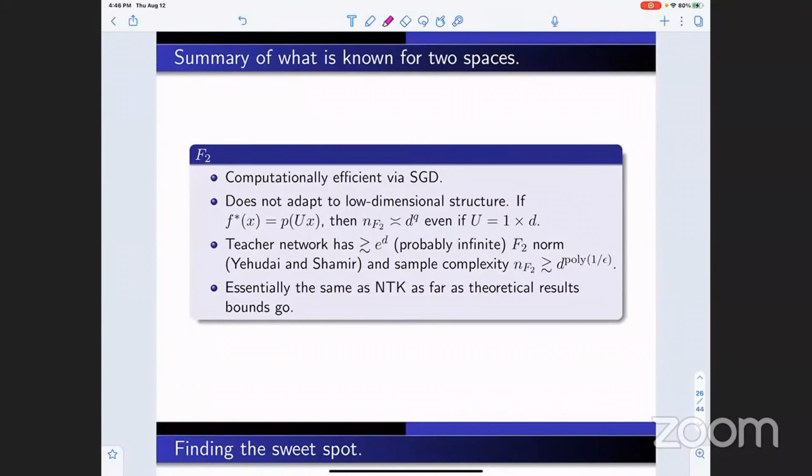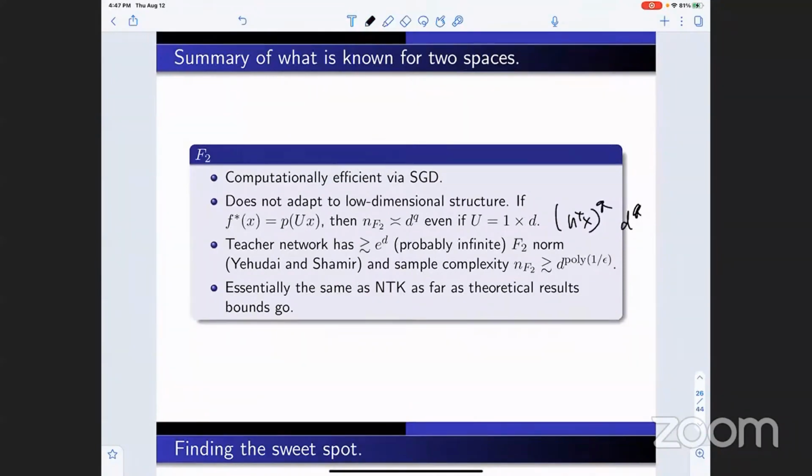Just as an example, if you depend only on one coordinate, like the function U transpose x to the Qth power, that would need you d to the q samples instead of d samples. Okay, this is terrible. F1 needed d samples, you pay d to the q, although you only depend on one direction.